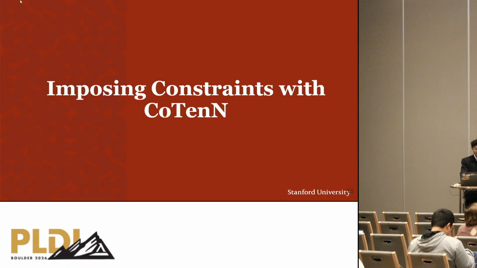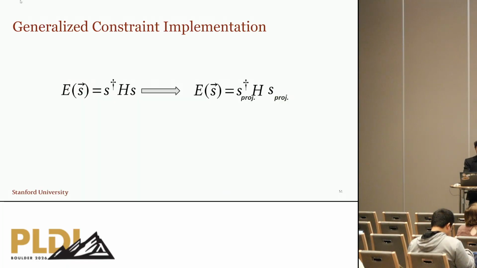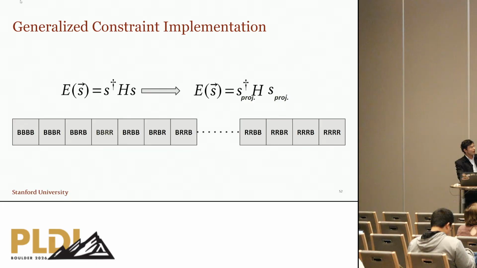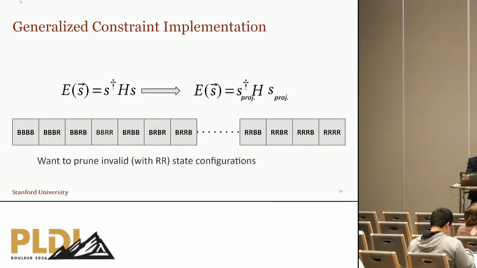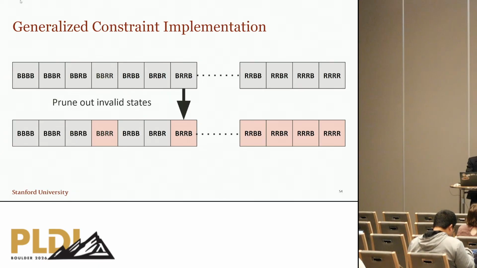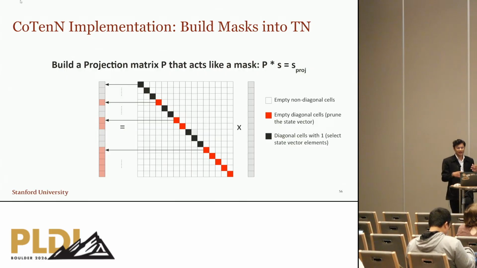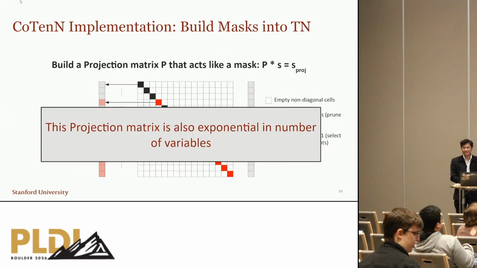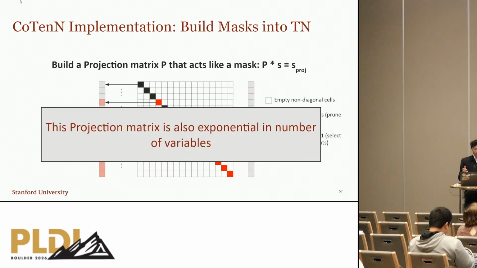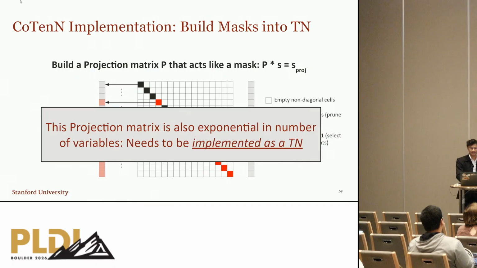So how can we impose these constraints? Our compiler takes advantage of the fact that to constrain a quantum state, what you basically want to do is take this vector that I've denoted out with all the names for all states, and just prune out anything that has RR in it. So you want to zero out these points that I've mentioned here. This can basically be done with tensor algebra with a sparse matrix that has non-zeros at valid points and zeros on invalid combinations. But this matrix itself is exponential in the number of variables. So again, it needs to be implemented as a tensor network.